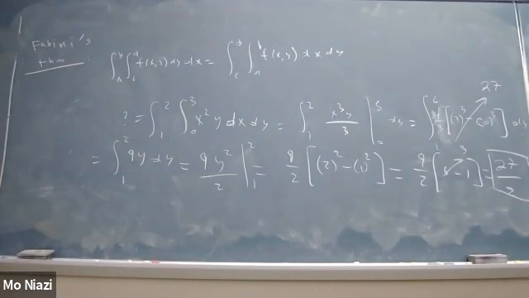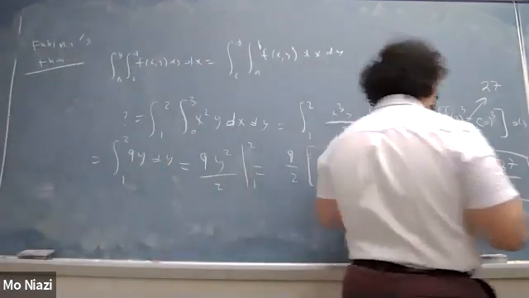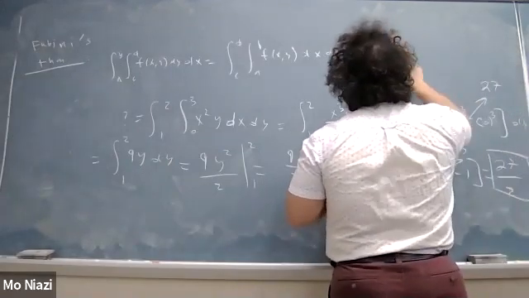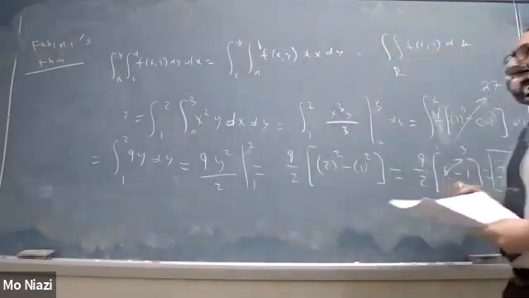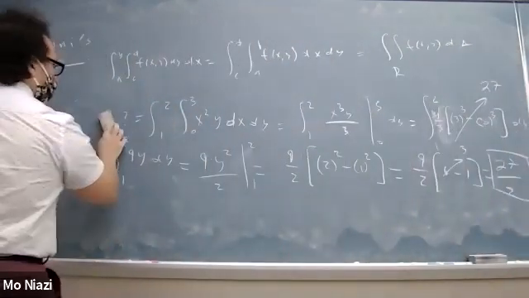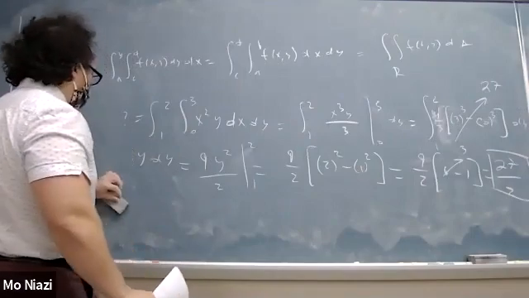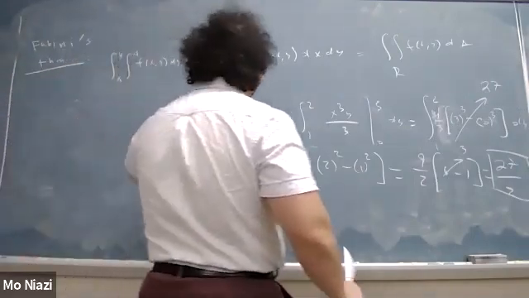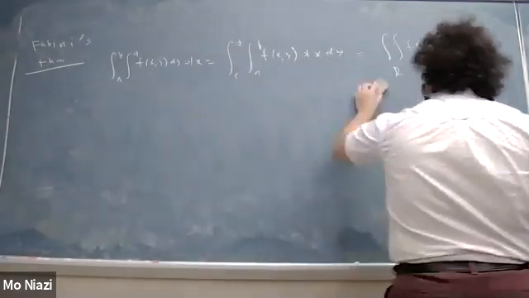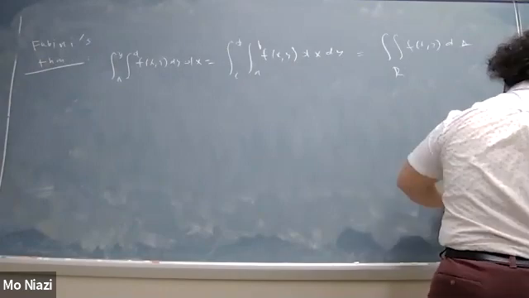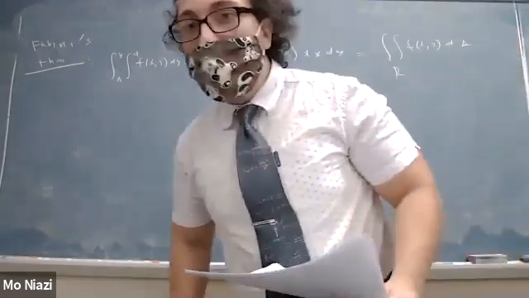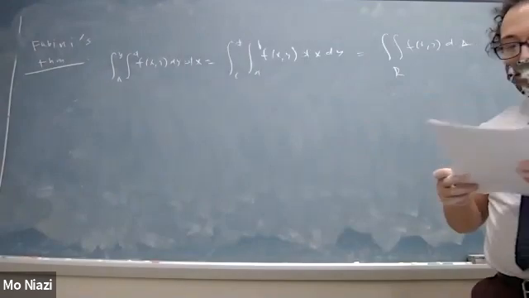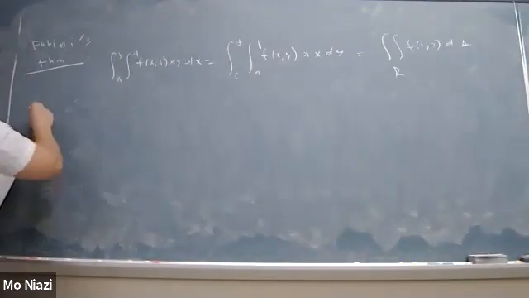Given that your function is continuous on its domain, meaning it's continuous on this region R, and clearly our region R is defined as before: the Cartesian product of the closed interval [a, b] with the closed interval [c, d]. So let's apply Fubini's theorem.